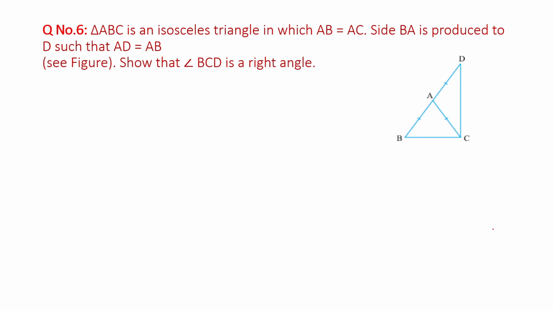Question number 6. Triangle ABC is an isosceles triangle in which AB is equal to AC. Side BA is produced to D such that AD is equal to AB. Show that angle BCD is a right angle. This triangle ABC is isosceles in which AB is equal to AC, and side BA is produced to D, BA is equal to AD. We have to show this angle BCD is 90 degrees.